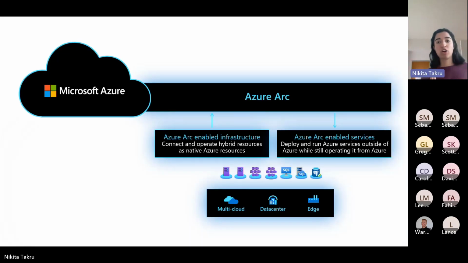Now let's go back to Azure Arc. Azure Arc really offers two deployment options. The first one is you can connect your hybrid resources to Azure as if they're native Azure resources. And you can also bring Azure services to your own infrastructure as well. In both of these cases, you'll be able to manage, secure, and protect from Azure and operate from Azure as well. So we have Azure Arc-enabled infrastructure and Azure Arc-enabled services, as you can see here.